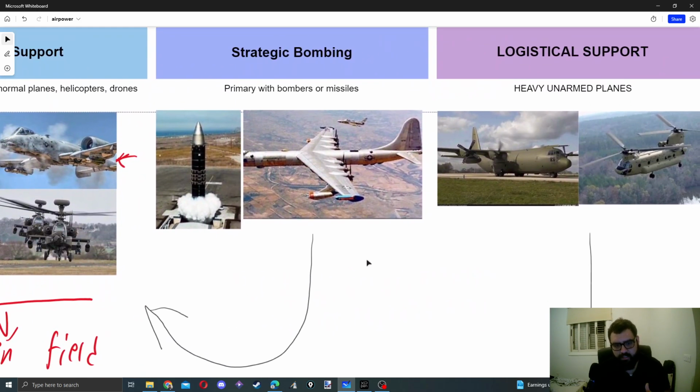strategic bombing. Now, strategic bombing is something that's different by itself. Mainly, its aim is to demoralize the enemy as well as destroy its energy, its industry, and its logistical network. But we're going to make a different video about it.